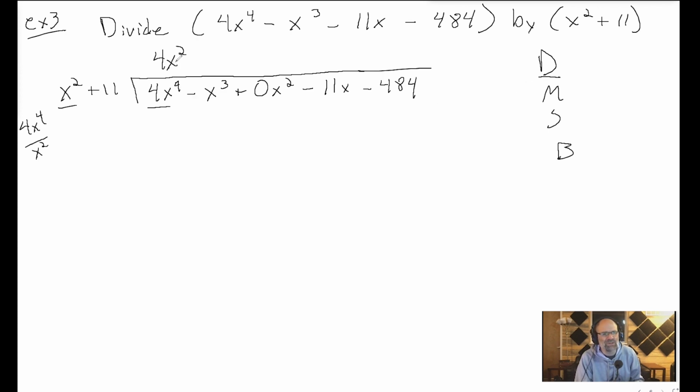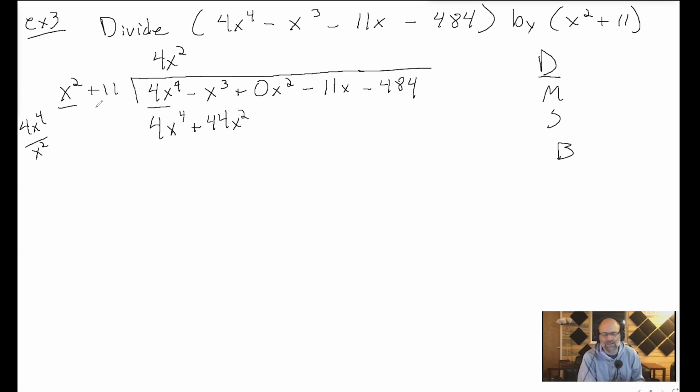That was dirty. Now, monkeys. Multiply. We're going to distribute to both of those. So this one will get you back to that 4x to the 4th. 4x squared times 11 is positive 44x squared. Okay, what's the problem now? Now when I subtract, can I subtract x cubed minus x squared? No, I can't. So what I need to do is move that over there.